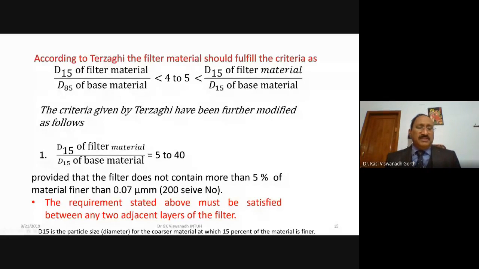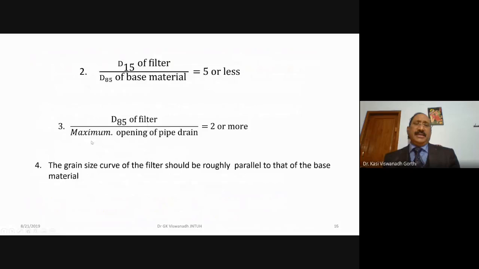So what is this D15? That is the particle size, the diameter of the material, at which 15% of the material becomes finer. Similarly, the second criteria is D15 of the filter material divided by D85 of the base material is equal to 5 or less, and D85 of the filter material by the maximum opening of the pipe drain must be equal to 2 or more, that means greater than or equal to 2. The grain size curve of the filter should be roughly parallel to the base material.